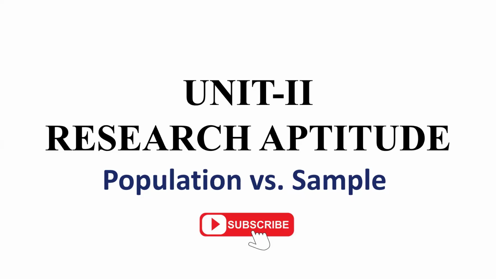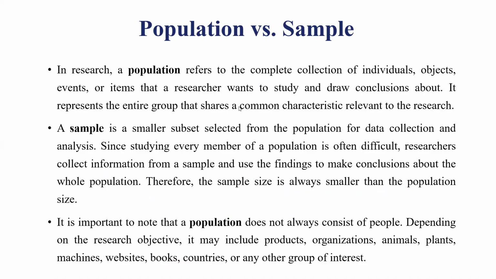Actually, to do research, we need to collect data from what is called a sample. So we can see what a population and a sample are. In research, a population refers to the complete collection of individuals, objects, events or items a researcher wants to study and draw conclusions about.